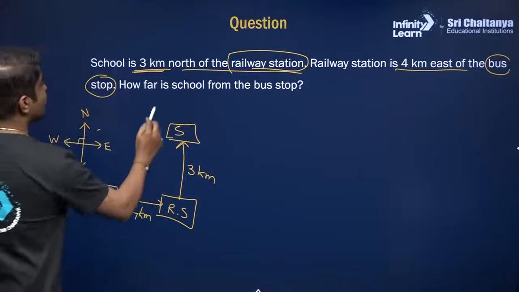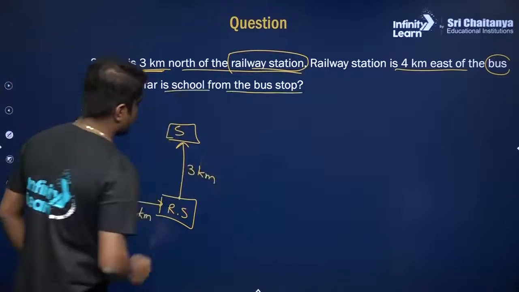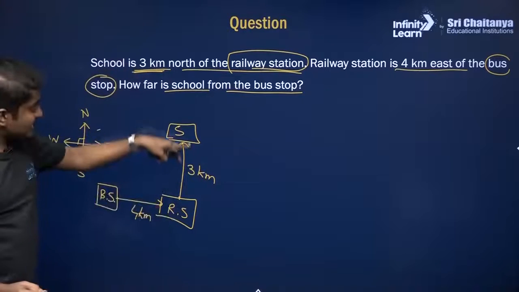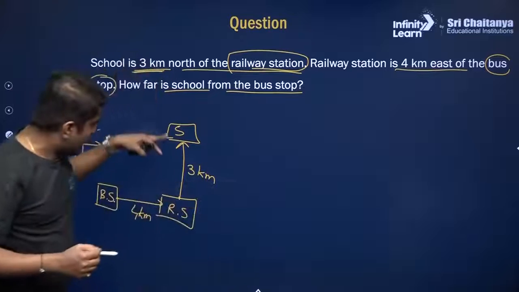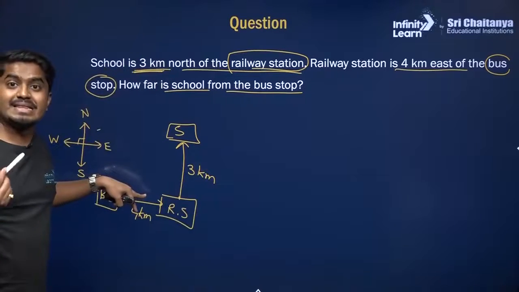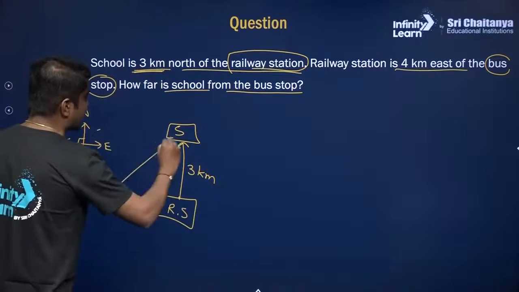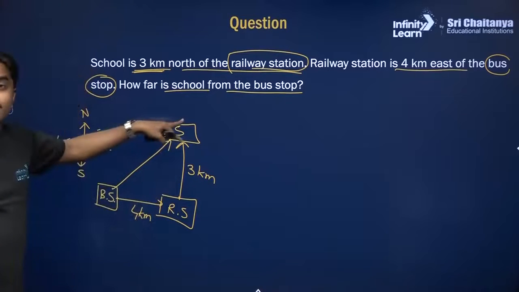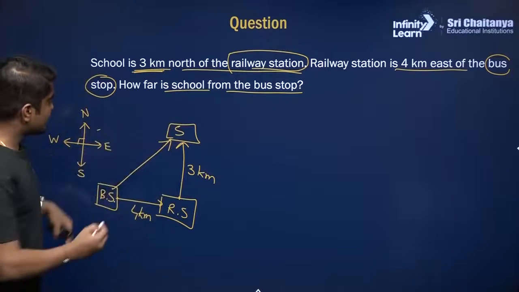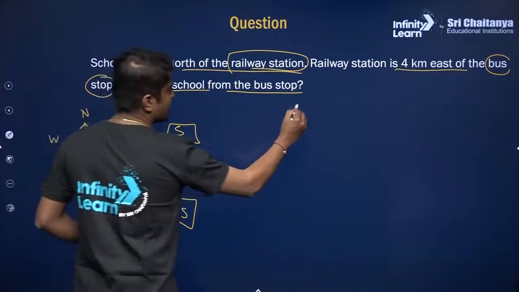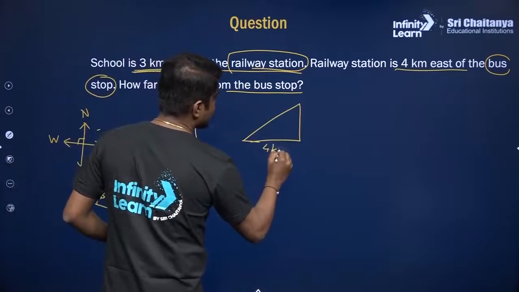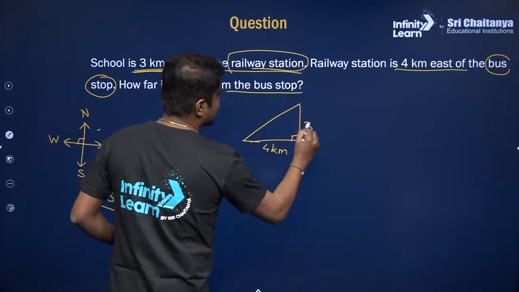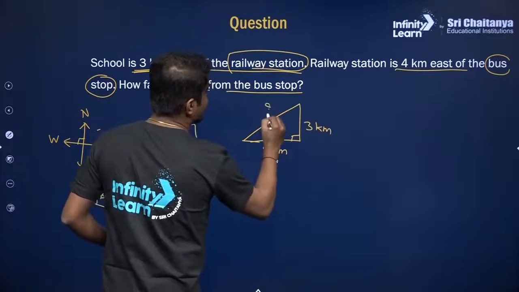Okay. So how far is the school from the bus stop? Are you just going to add these two? No, you are not going to add these two because the angle between them is 90. So you will use the Pythagoras theorem and then you will calculate this height. This is like a right angle triangle, something like this. There is 4 kilometers, there is an angle 90, there is 3 kilometers. So what is this height?